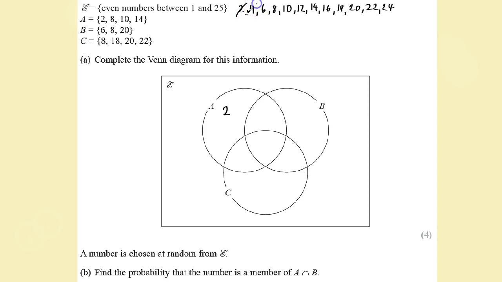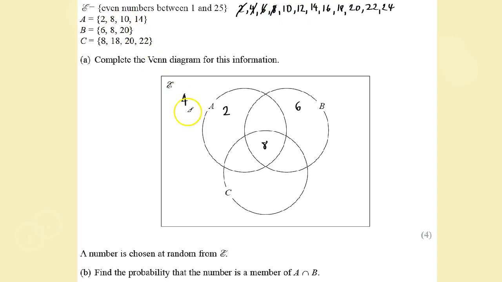4 doesn't appear in any of these sets, so I'm going to put it out here in the universal set. And that was the error that a lot of you made. You didn't put in those extra numbers into the outside area. 6 appears in B, so it can go there. 8 appears in all 3 sets, so it goes in this central region as part of all 3. You only ever want to write each number once, but you're placing it in the right place so that it's represented in set A, in set B, and in set C.